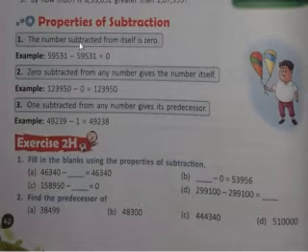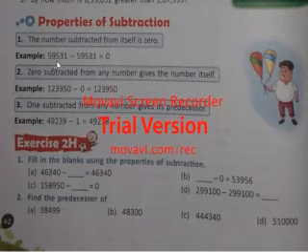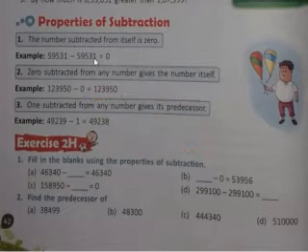The number subtracted from itself is 0. That means what? You can see over here 59,531 minus 59,531. Same number is subtracted. So when same numbers are subtracted, the result is 0. Like 42 minus 42, it will become 0. 9 minus 9, it will become 0.